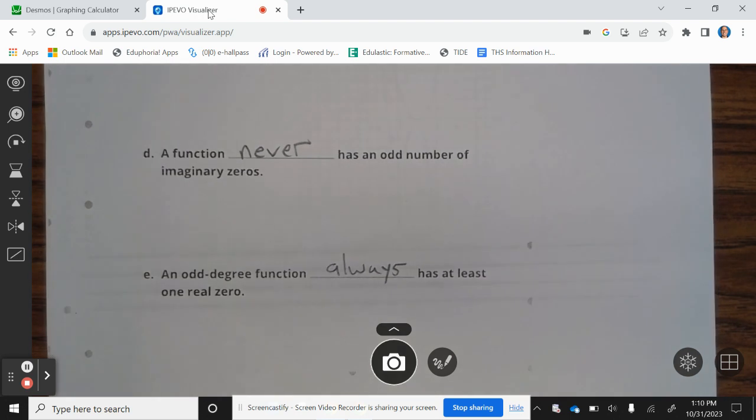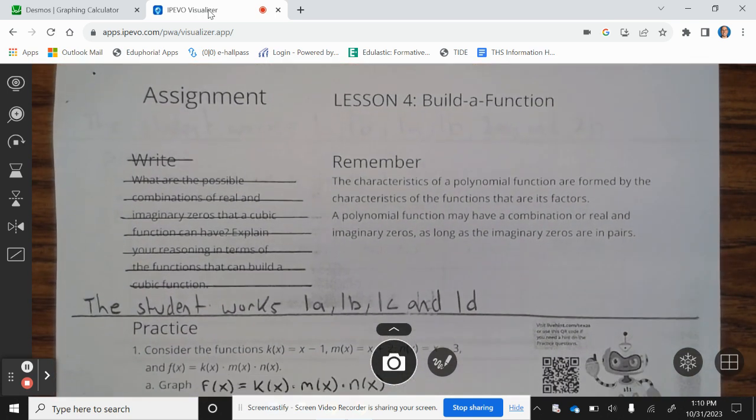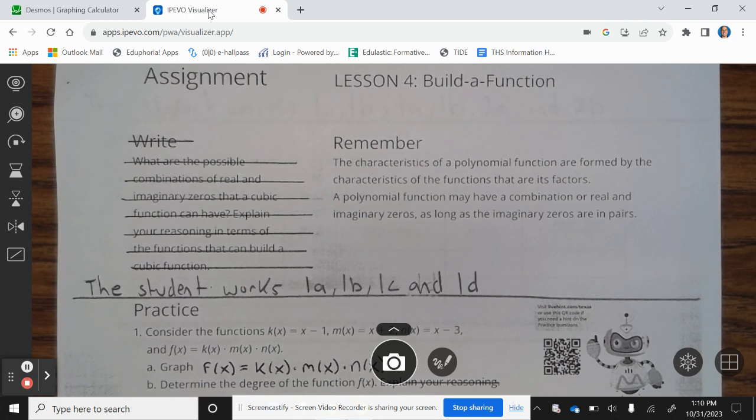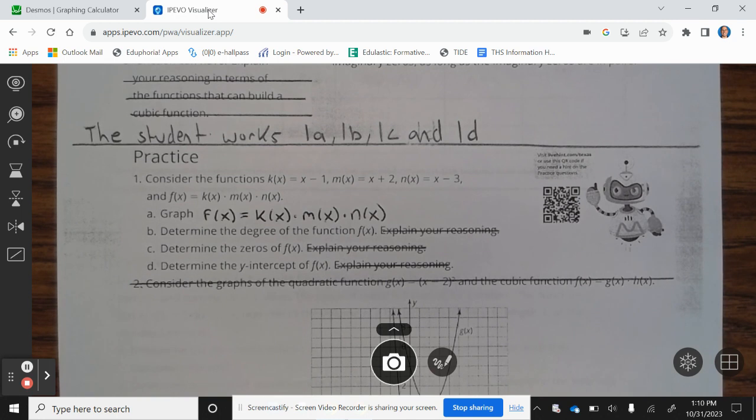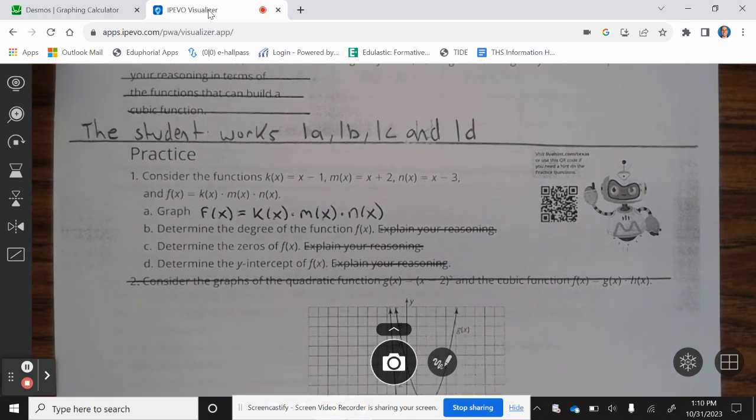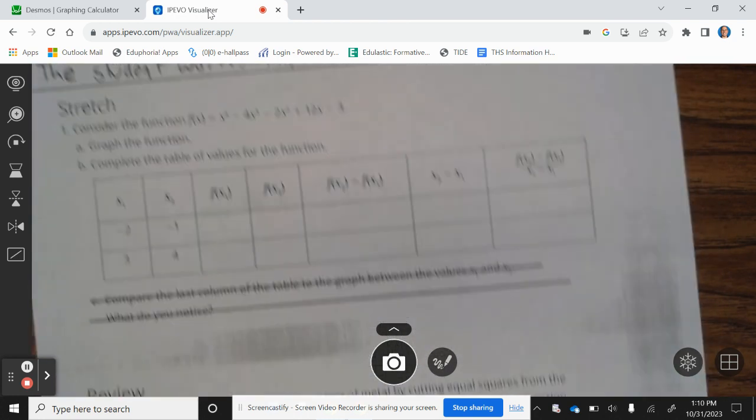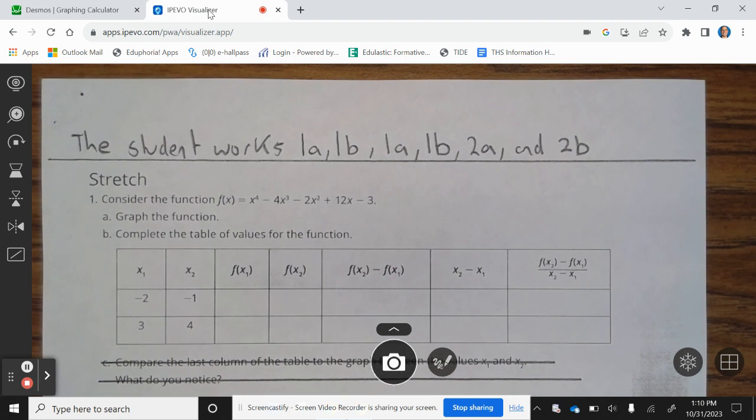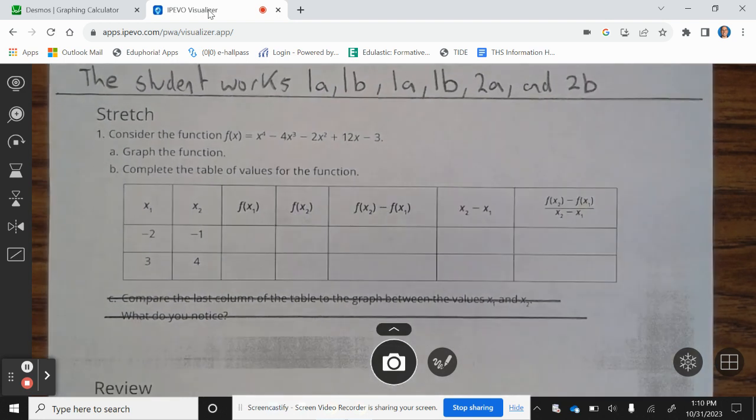All right, let's take a look at the next page. All right, the student works 1a, 1b, 1c, and 1d. And then mark off number 2. All right, let's take a look at the next page. The student works 1a, 1b, 2a, and 2b. Mark off C.